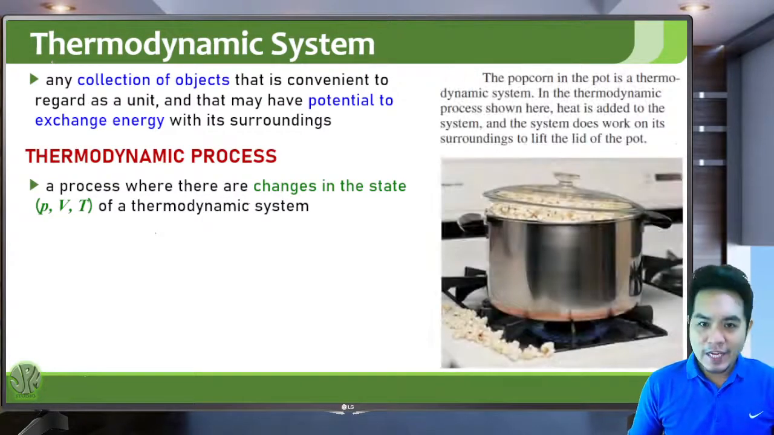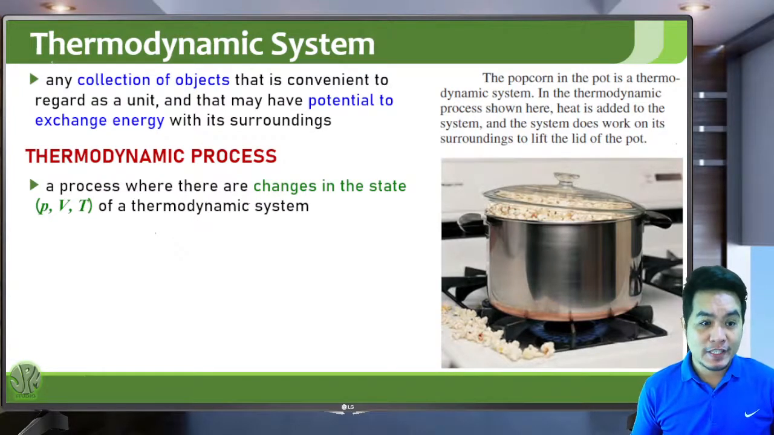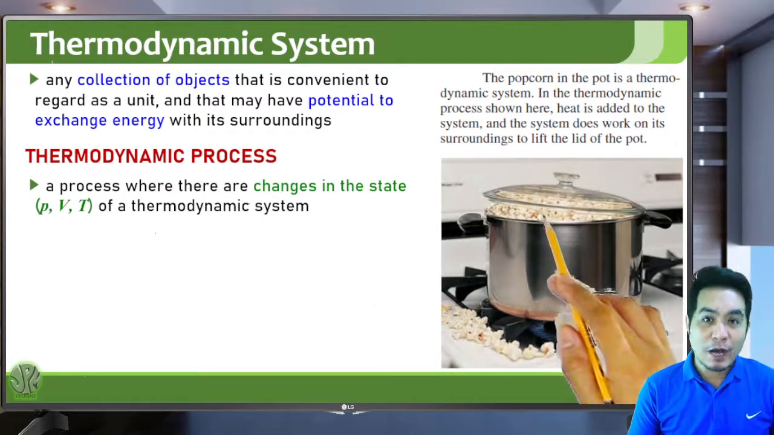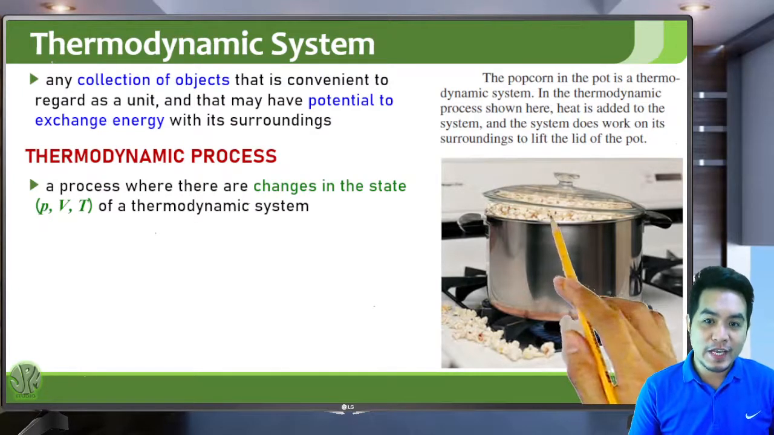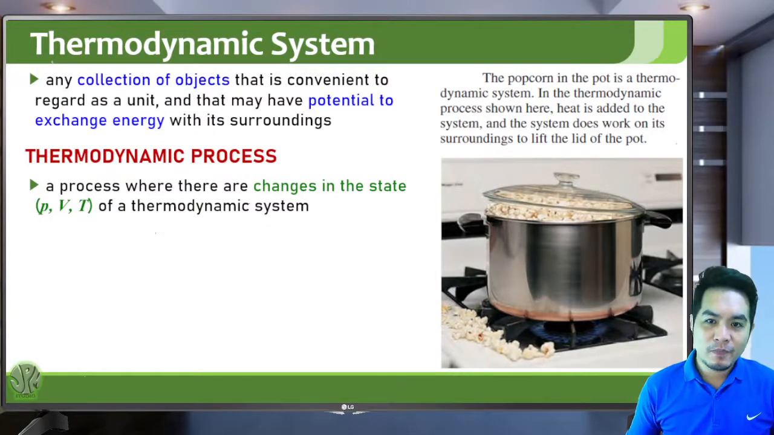So in this example, our thermodynamic system here is just the popcorn. Take note, a thermodynamic system is defined by the exchange of energy, and you also have to define the materials or the objects that are members of your defined thermodynamic system, and which are not members of your thermodynamic system. So in this example, our thermodynamic system is the popcorn. It doesn't include the pot, it doesn't include the lid, so only the popcorn inside the pot. That is our thermodynamic system.